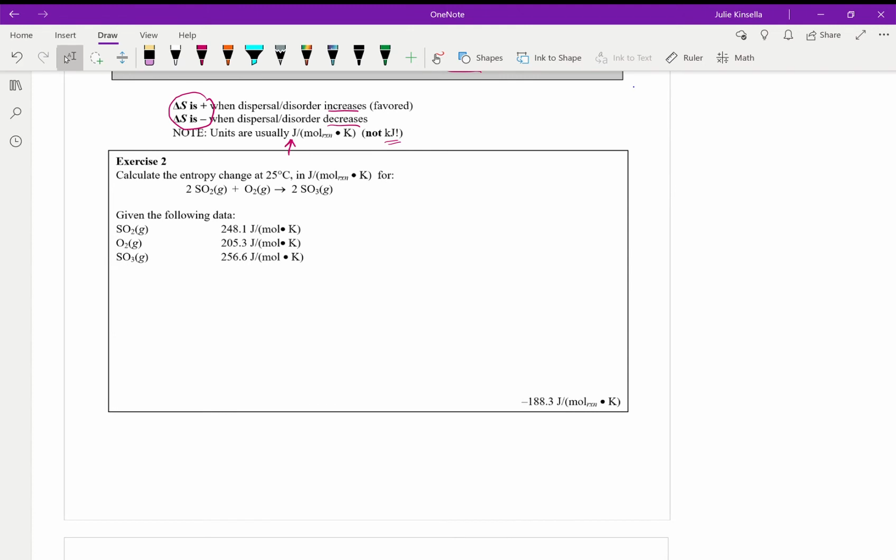So with this, we're going to plug in our delta S of the reaction. We're going to have our 2SO3, which is a product, minus 2SO2 plus O2. Then it's just a matter of plugging them into your calculator correctly.